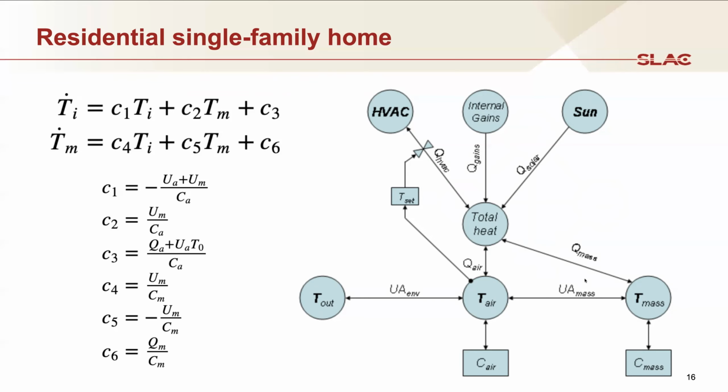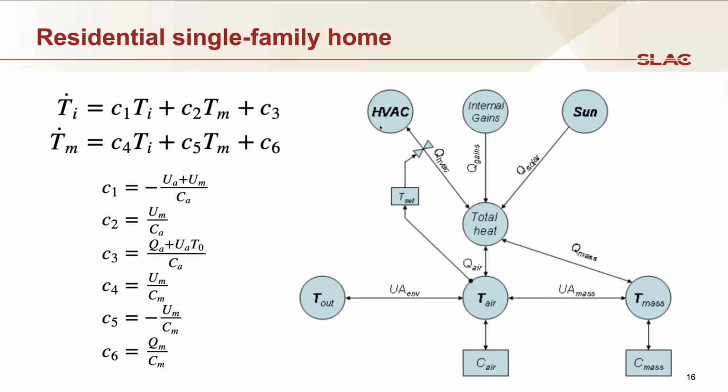And then the UA between the air and the mass of the building itself, the temperature of the mass of the building, and then its thermal mass, which is quite significant. It's the majority of the thermal mass of the building itself, definitely greater than 90% of the thermal mass. And then, of course, all the heat sources.